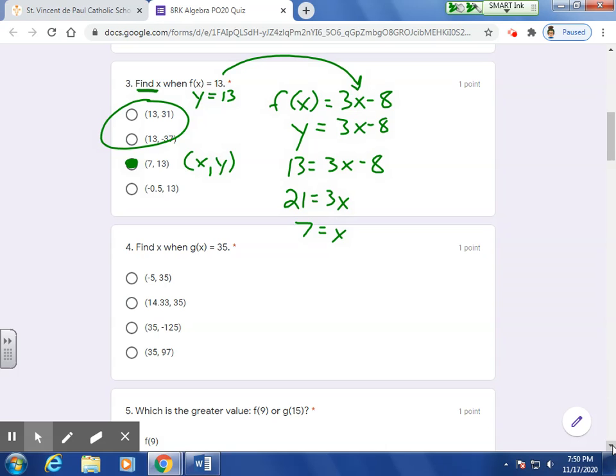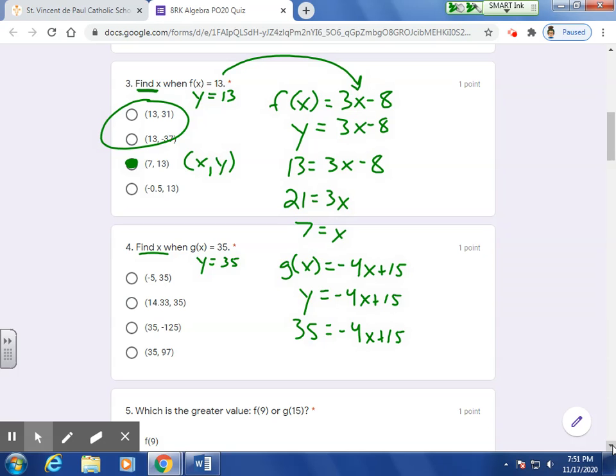So down here, find x, right? When g of x equals 35, or find x when y equals 35. The reason why we don't just say y equals 35, why we write g of x, is to know that you're using the g of x equation. That's the other thing that we talked about function notation does, is it tells us which equation we are using, okay? So g of x equals negative 4x plus 15, or y equals negative 4x plus 15. We're supposed to find x, so that means they gave us y.